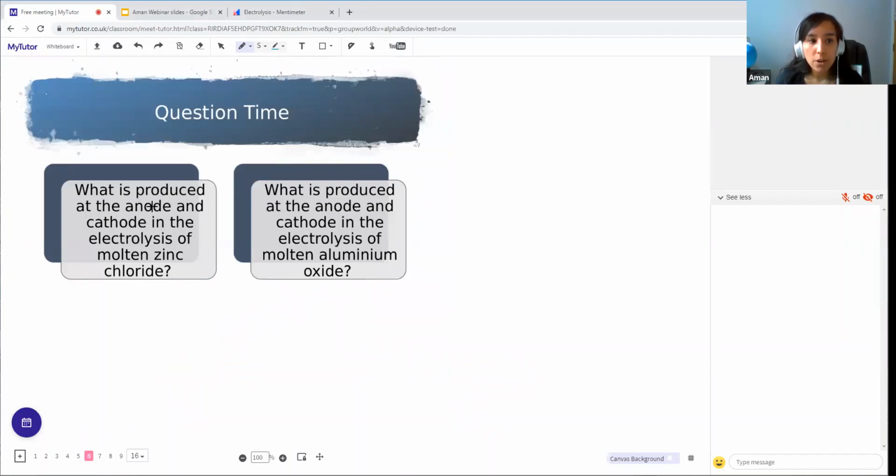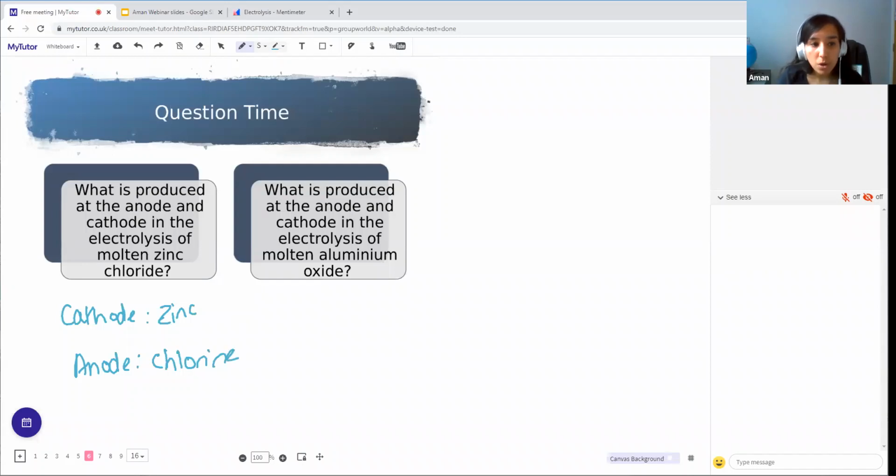Okay, so questions then. What is produced at the anode and cathode in the electrolysis of molten zinc chloride? What do we think? Good. The anode will produce chlorine, usually as a gas, excellent, and the cathode will produce zinc. Really good, well done everyone. So cathode, zinc, and anode, chlorine.